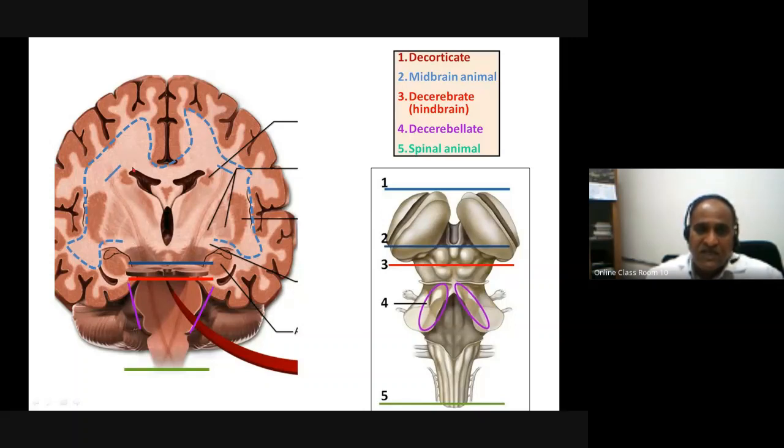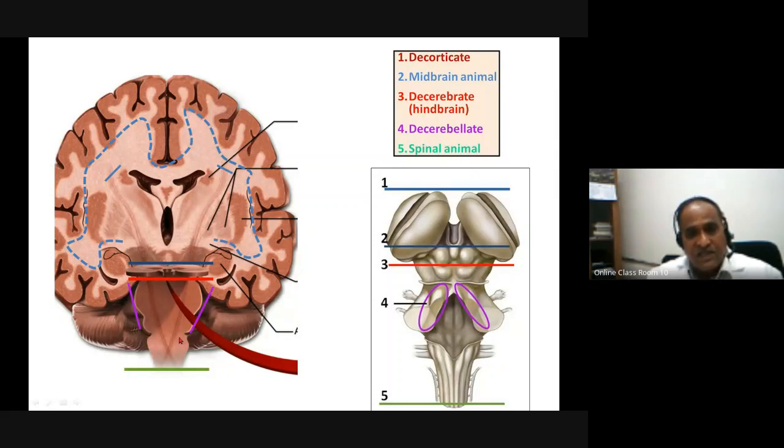Suppose we cut this internal capsule here. If you destroy this entire part, it is as good as cutting both sides, and that may also produce the decorticate preparation. Above the superior colliculus, that is the midbrain animal, so only the midbrain is intact. Between the colliculi, it is the decerebrate animal. And below, at the spinal cord, it is the spinal animal.